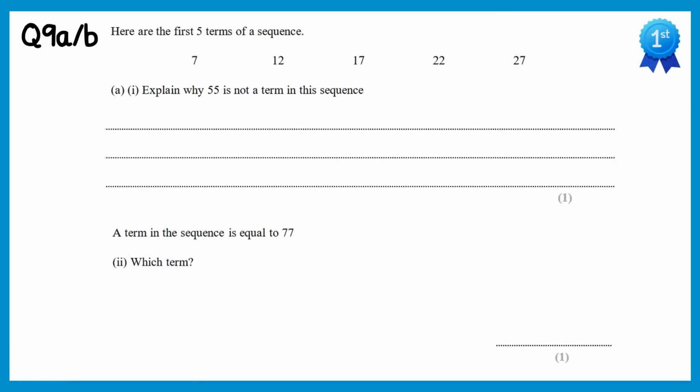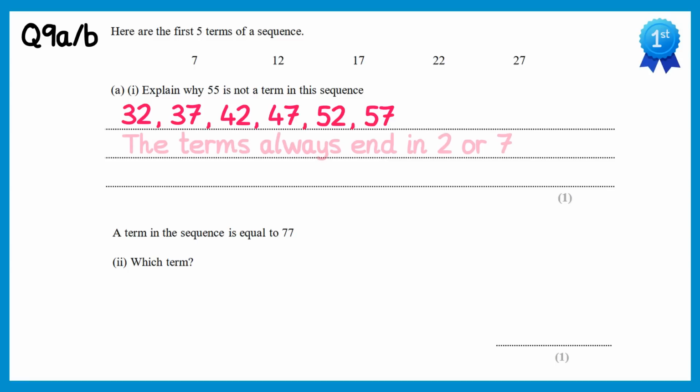In this question, I need to explain why 55 is not a term in the sequence. You should spot that this sequence is always adding 5. So if we continue the sequence, it will be 32, 37, 42, 47, 52, 57, and you can see we've gone past 55, so clearly 55 cannot be in the sequence. You can also explain this by saying that all of the terms in the sequence end in a 2 or a 7, so it cannot be 55.